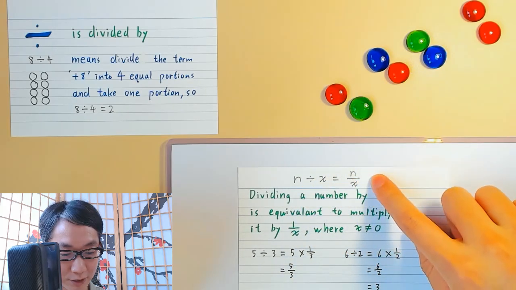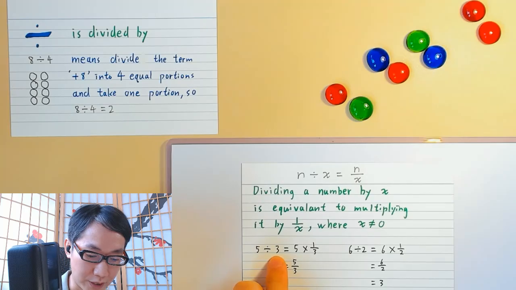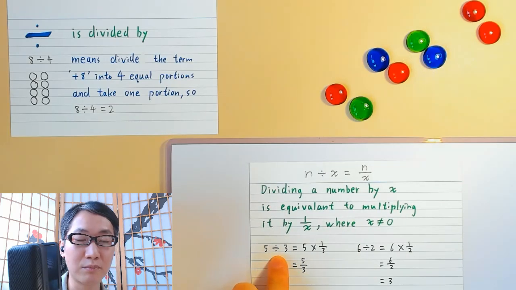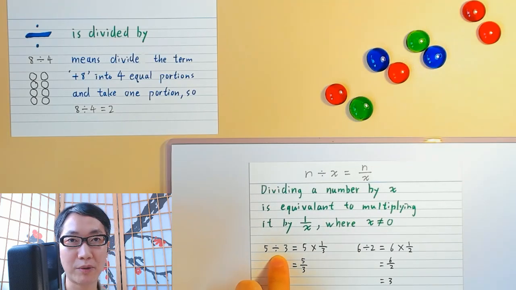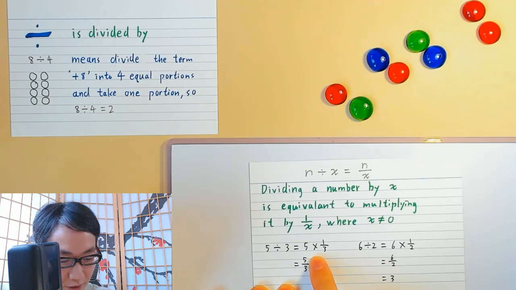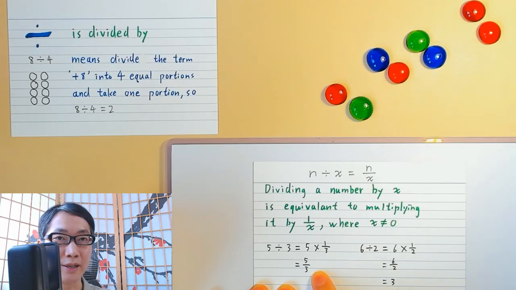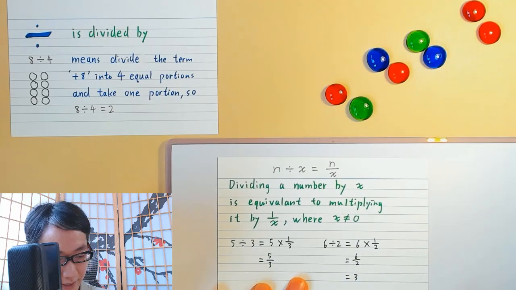So this is like n divided by x. They're equal, right? So if I have 5 divided by 3, whenever we see the division symbol, we always change it to multiplication. Then it becomes 5 multiplied by 1 over 3. This is a third. And then the exact value will be 5 over 3. So this is not an integer. And more on this in fractions.